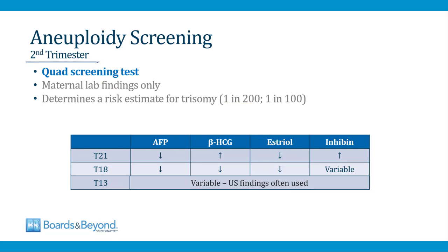Aneuploidy screening in the second trimester is usually done by what's known as a quad screening test. This involves only maternal lab findings for serum markers.